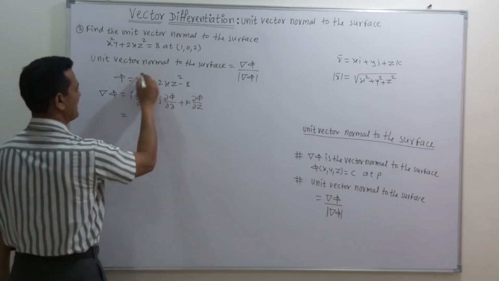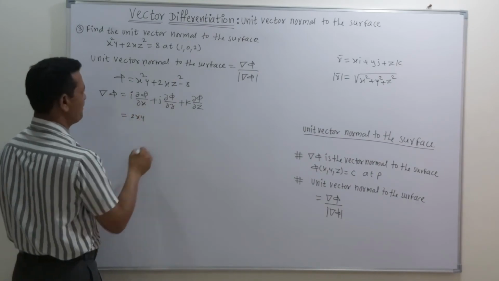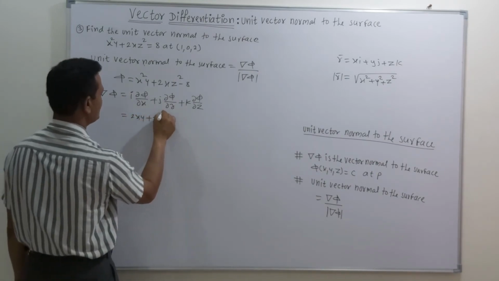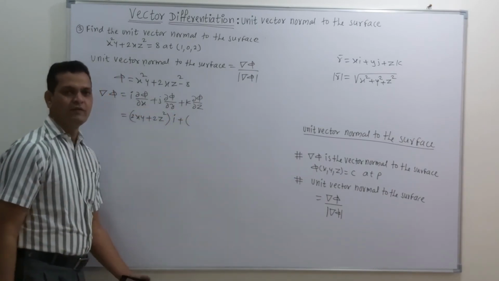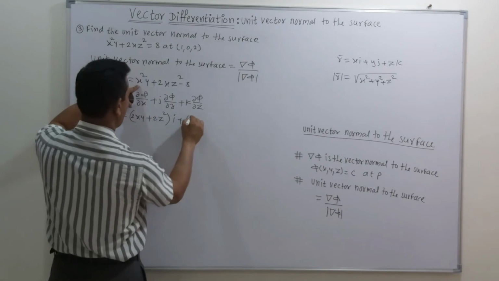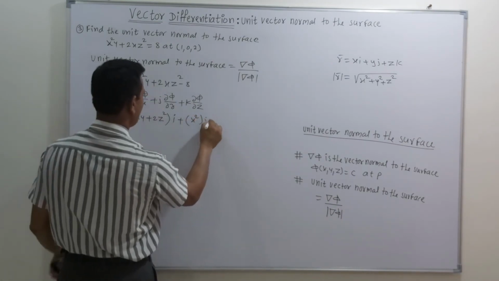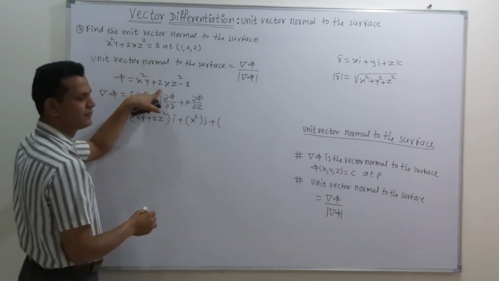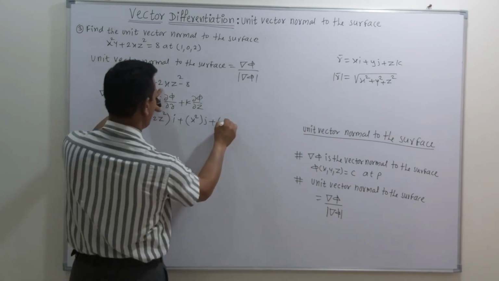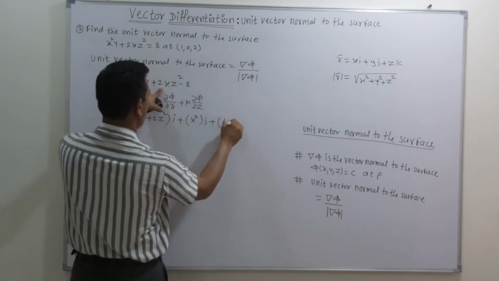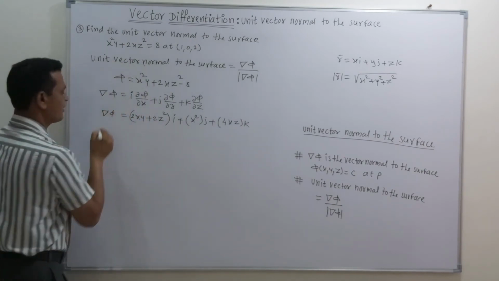So if we find the partial derivative of this term with respect to x, then we get 2xy plus 2z square into i, plus the partial derivative of phi with respect to y. So we get x square, as only one term is there, into j, plus take the partial derivative of this term with respect to z, where x and y are constant. So we get 4xz into k. So this is the value of gradient of phi, or del phi.